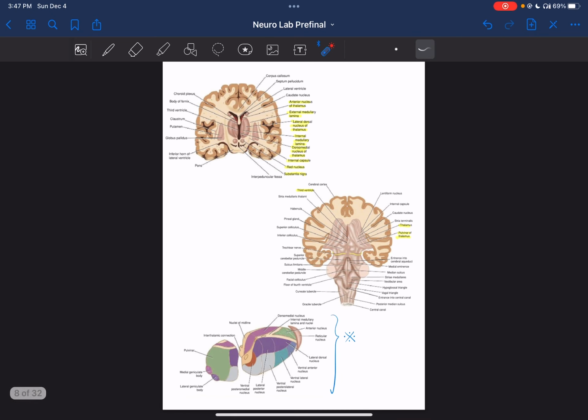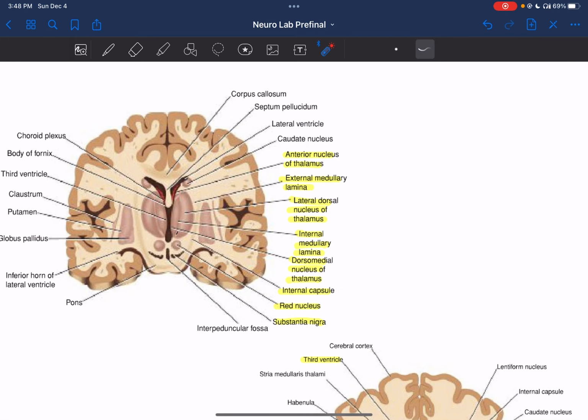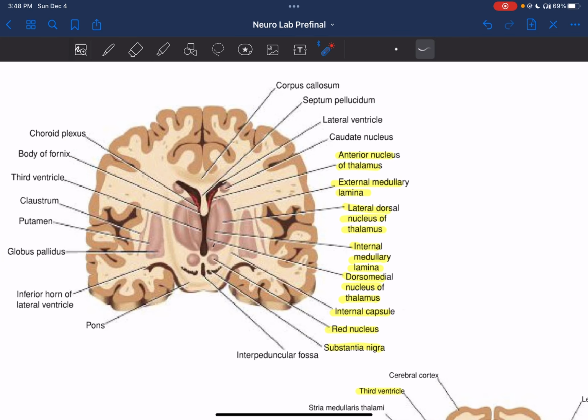So again, these are some illustrations of the thalamus, which will represent the same thing. But in this diagram, what I want you to know is there is a lamina inside the thalamus that divides the thalamus into three nuclei, and that is called the internal medullary lamina. You can see that here. It has an anterior Y-shaped division. That will divide the thalamus into the anterior nucleus of the thalamus, the dorsomedial nucleus of the thalamus, and the lateral dorsal nucleus of the thalamus. So this is the dorsomedial, lateral dorsal, and the anterior nucleus. And that is divided because of your internal medullary lamina.